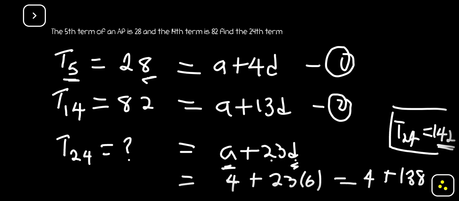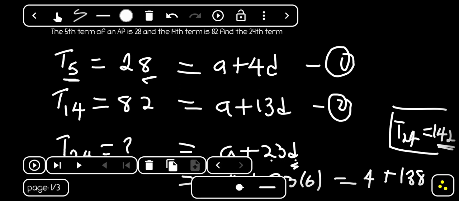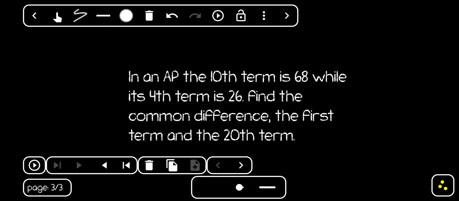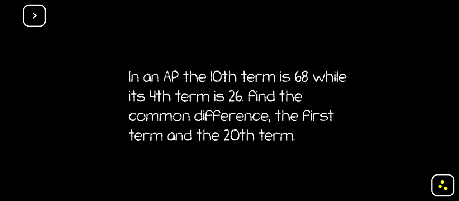All right, so this is how you work on questions in arithmetic progression when you do not have the first term and the common difference. If you understand this video very well, then you want to try this. The question says: in an AP, the 10th term is 68, while its 4th term is 26. Find the common difference, the first term, and the 20th term.